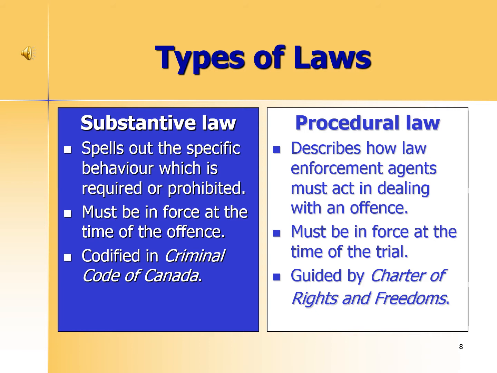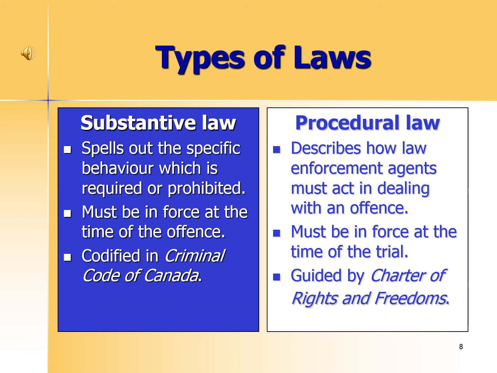The second aspect of criminal law is what we call procedural law. And this basically describes how law enforcement agents must act in dealing with an offense. And while substantive law is codified in the Criminal Code of Canada, how law enforcement agents or criminal justice officials are to act in dealing with an offense is very much guided by the Charter of Rights and Freedoms. So it's the Charter of Rights and Freedoms that lays out the limitations and restrictions on how police can act with respect to a substantive criminal offense or with respect to their enforcement of an offense.